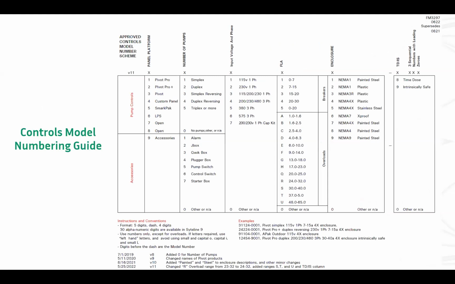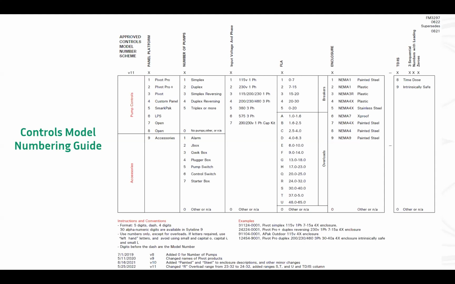Now, one thing we did in anticipation of having a much more thought out control panel line is to think out how we number those panels. I'm only going to spend a second on this, but I want to point it out. The part number is 5 digits, 4 digits. That's how all the Pivots are numbered. Those first 5 digits mean something. They're meaningful. And if you look at this document, which we call FM3297, you can see what those first 5 digits mean.